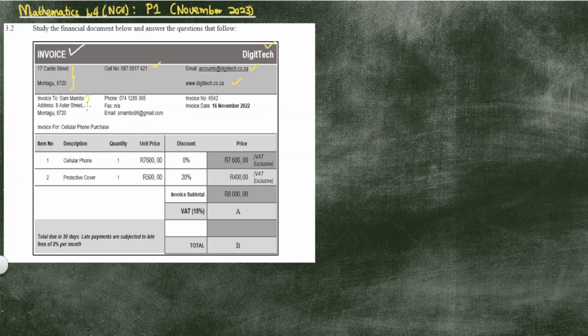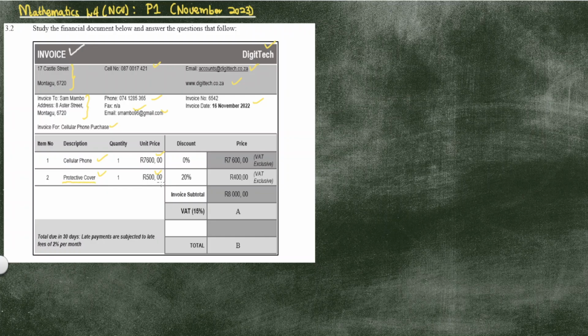It's directed to this individual. Now my contact details here. Invoice date, it's this. Invoice for cell phone purchase, right? An invoice is more like a slip, right? It's a slip. That thing we talked about in a shop, right? The printout on that smaller piece of paper there. It's an invoice, okay? So in the invoice, let's check what was bought. A cell phone, it costs this much. A protective cover, costing this much.